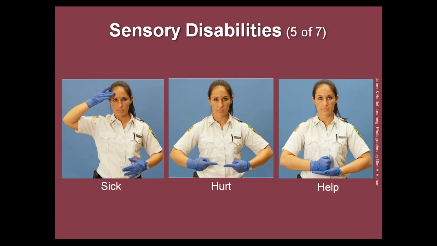Please is a good one to understand. It's an open hand rubbing across the heart. Sorry is a closed fist, again rubbing across the heart. Where is a finger pointed up, and if you do where hurt or where sick, it's going to help cue in like a question. So there you go. Now you have a question of how to communicate.